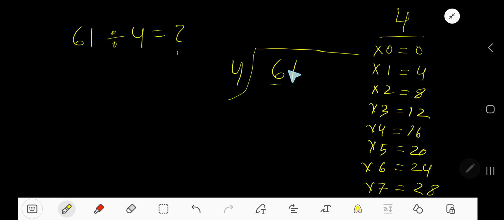4 goes into this 6 how many times? 4 times 2, 8, which is greater than 6, so 1 time. 1 times 4, 4. Subtract, we get 2. Bring down another digit, 21.